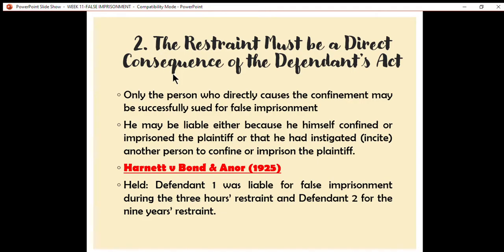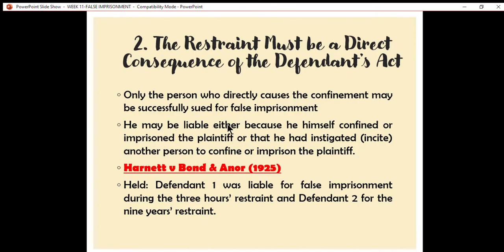Move on to the next element. There must be direct consequence of the defendant's act. The confinement, the restraint, must be a direct consequence of the defendant's act. So only the person who directly causes the confinement may be successfully sued for false imprisonment.